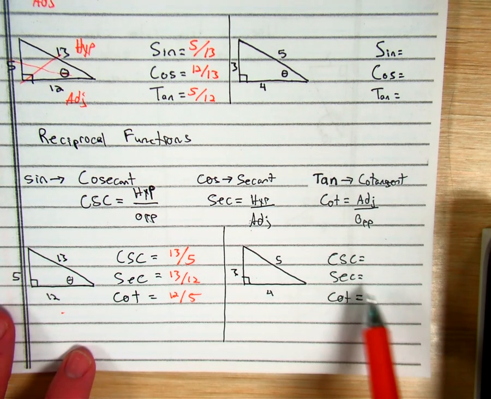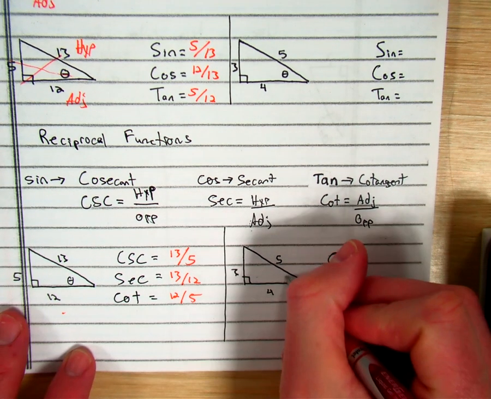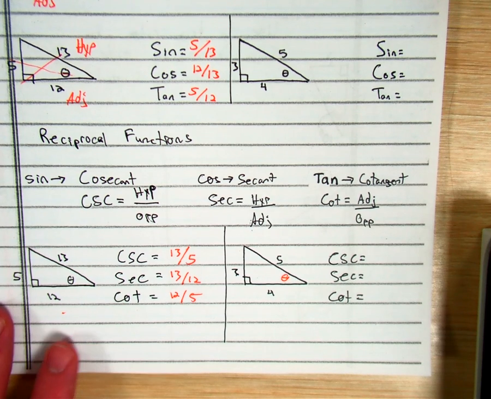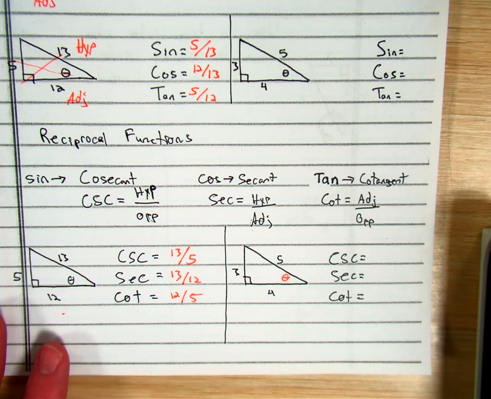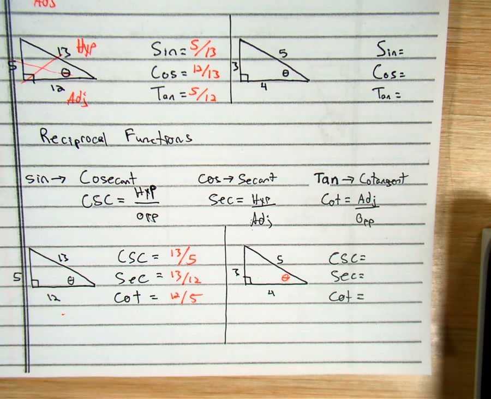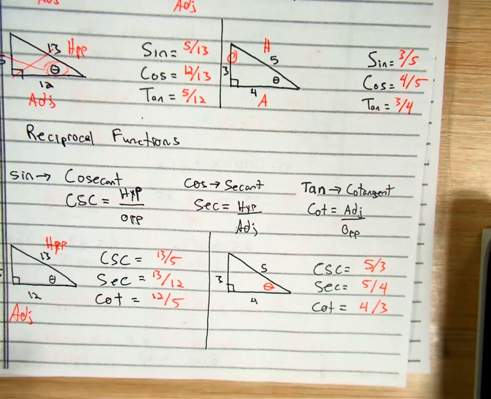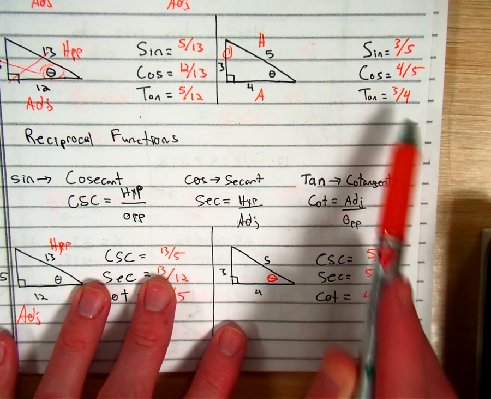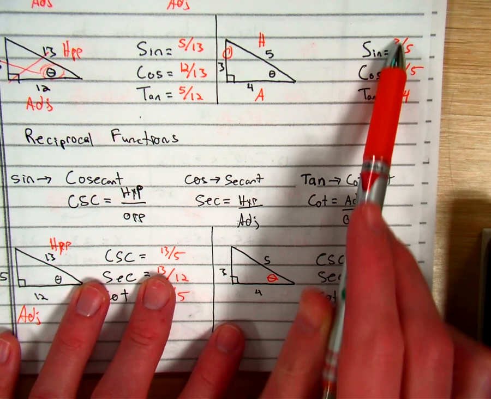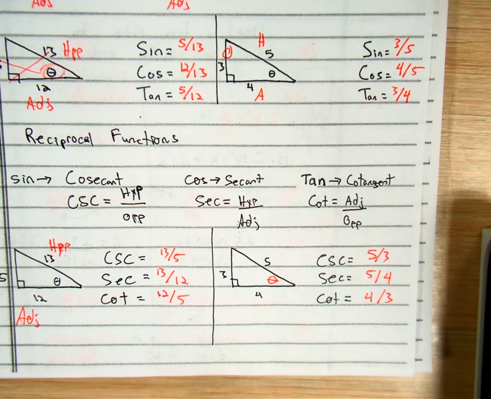Your turn to do these three. Again, same triangle. Put theta in that corner. Go ahead. Alright, check it out. I got 5/3, 5/4, and 4/3. These should all be flips of their matching partners in the above problem.